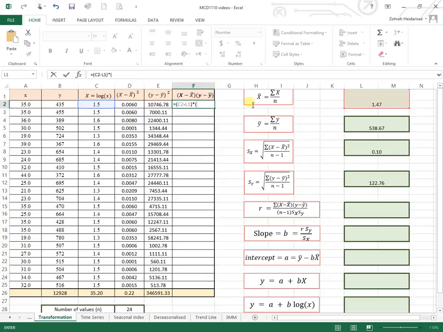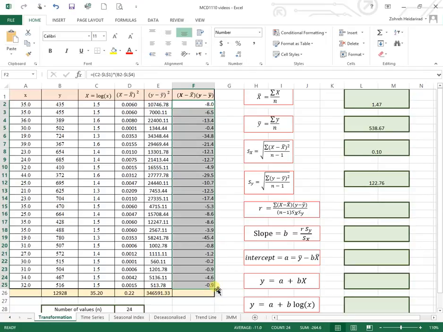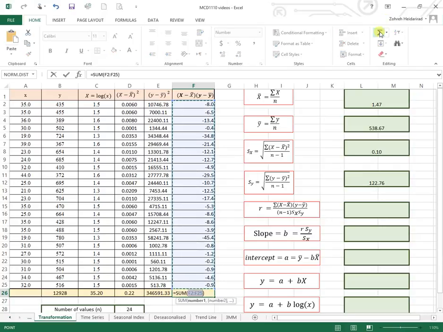times y minus y bar, but we have to fix the address of the cell which includes the mean of x values, put it in dollars, and same for the mean of y values. Now ready to drag this down and apply it to the rest of the cells. And this total is important to us to calculate correlation coefficient.